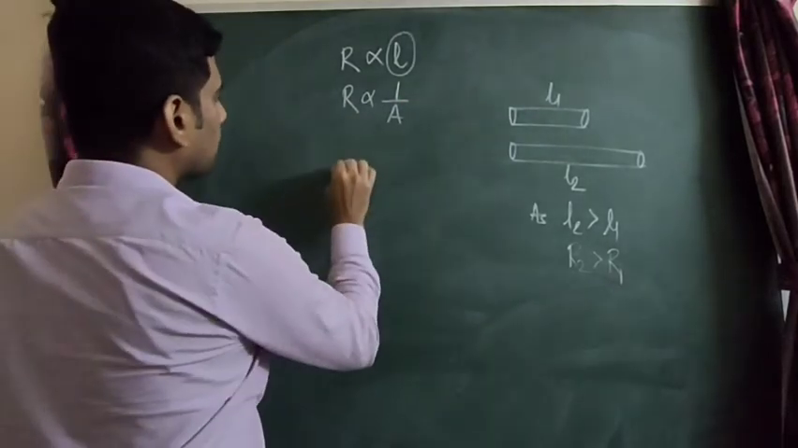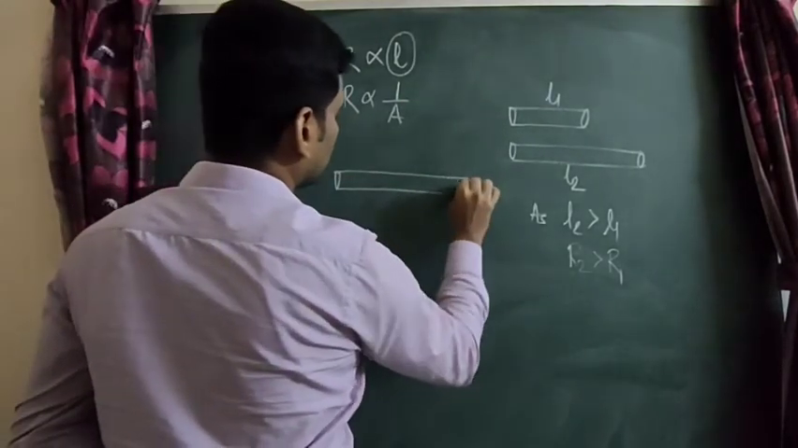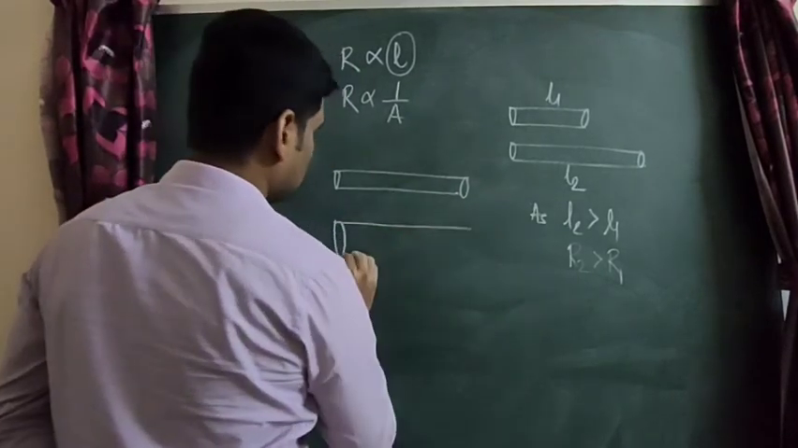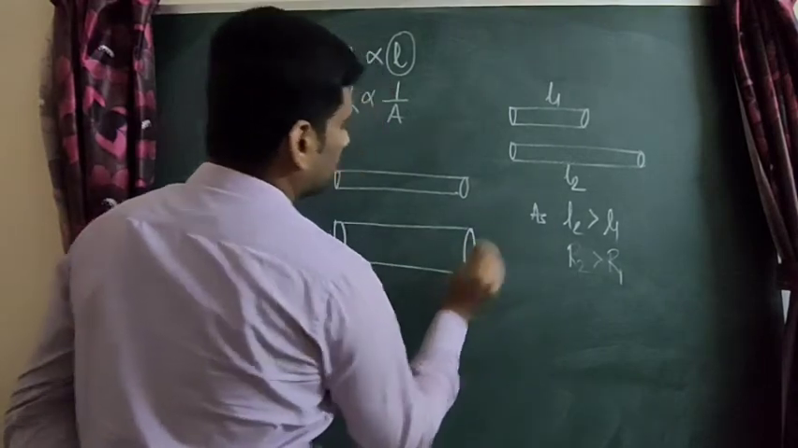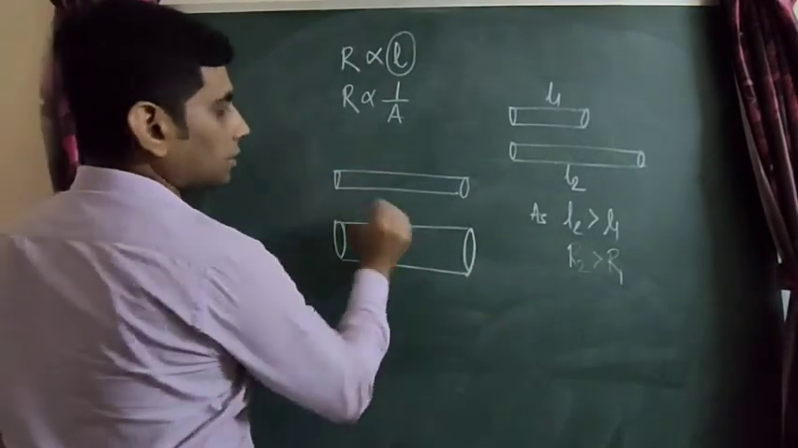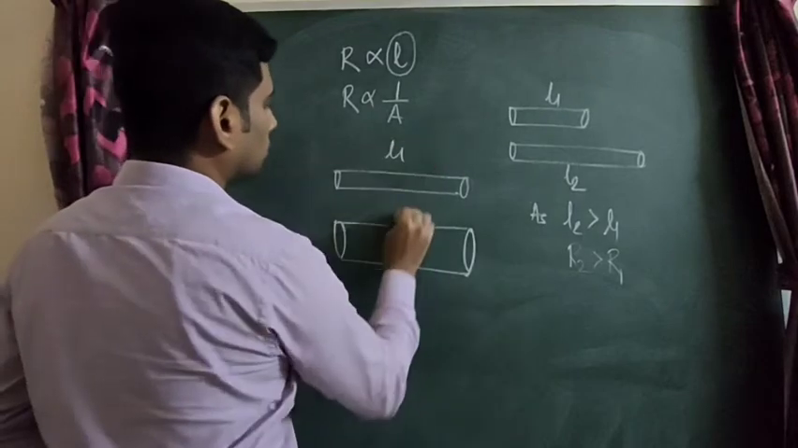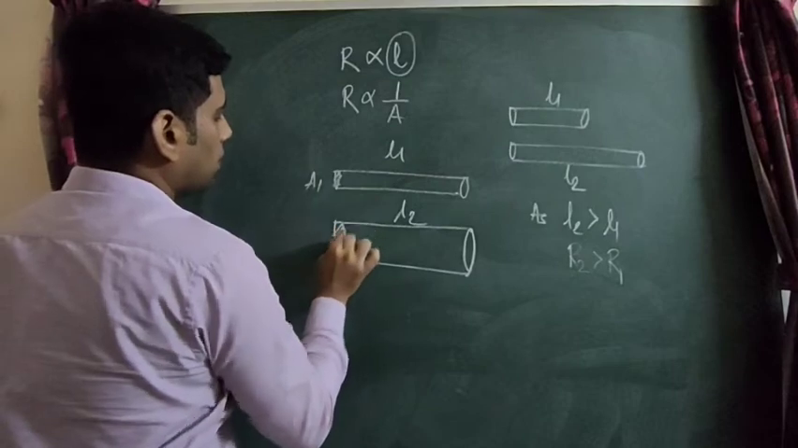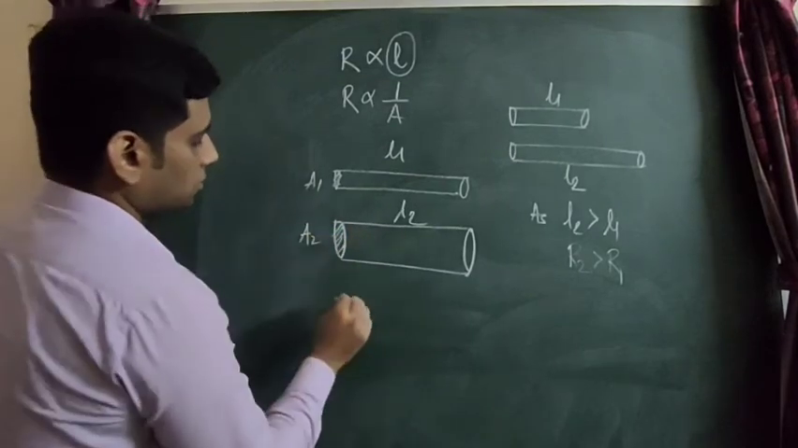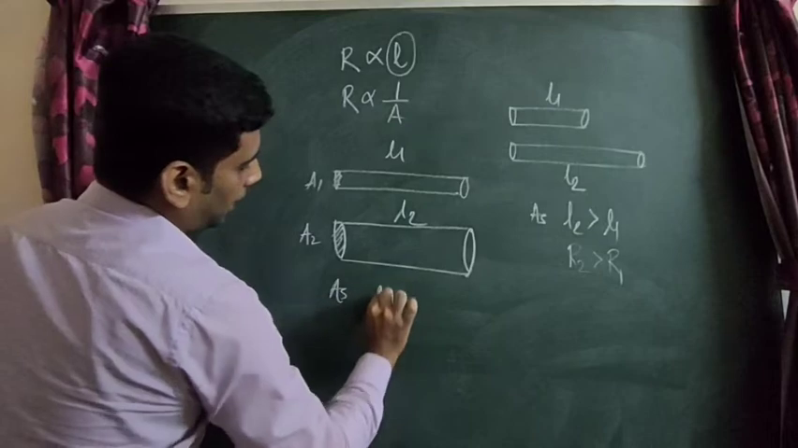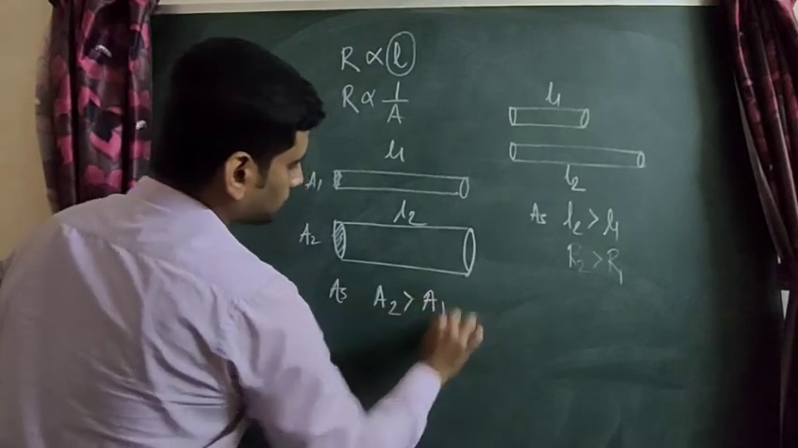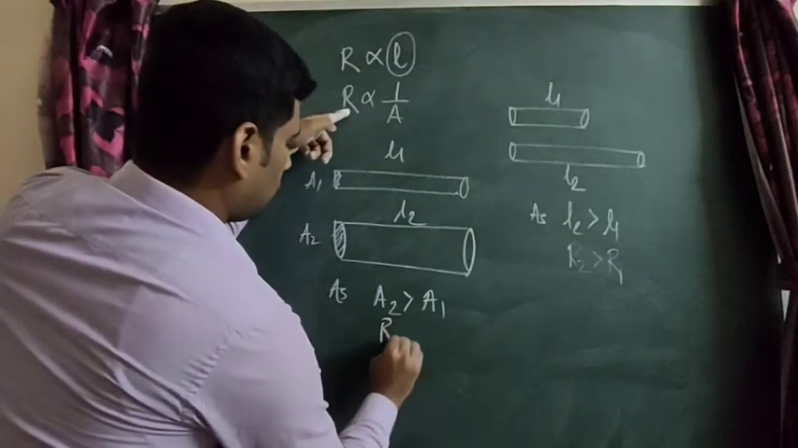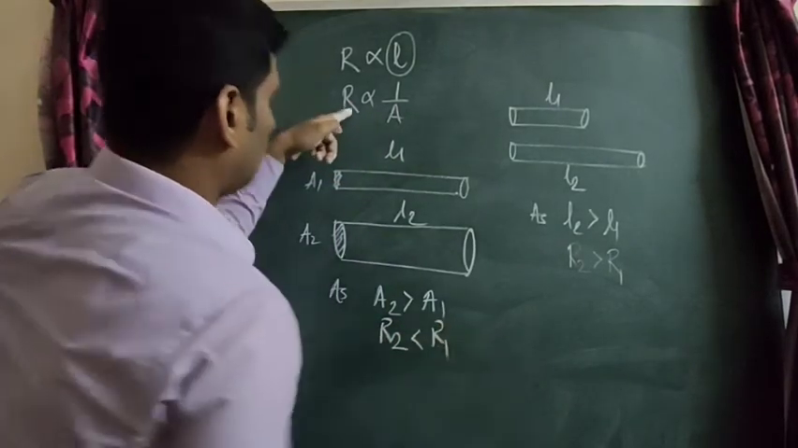This is one conductor. This is another conductor of the same length, so L1 is equal to L2. But this area of cross section is A1 and this area of cross section is A2. As A2 is greater than A1, if the area of cross section is more, the resistance will be less. So R2 is less than R1.